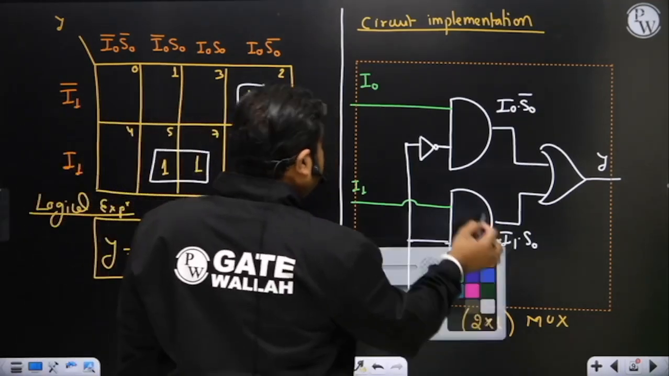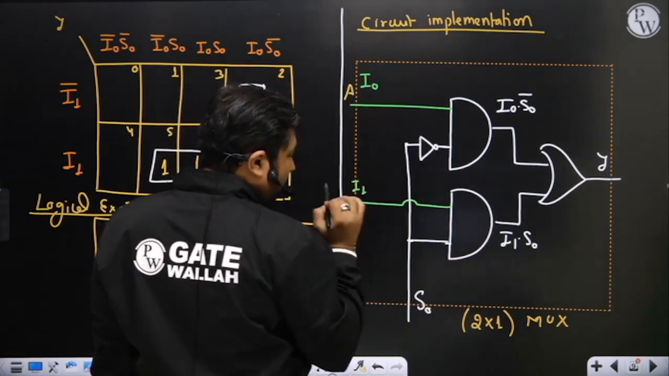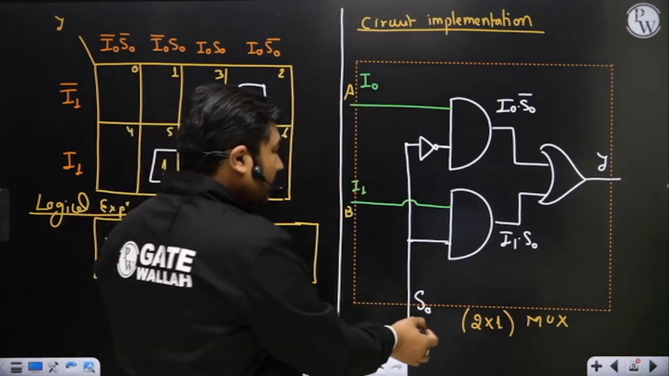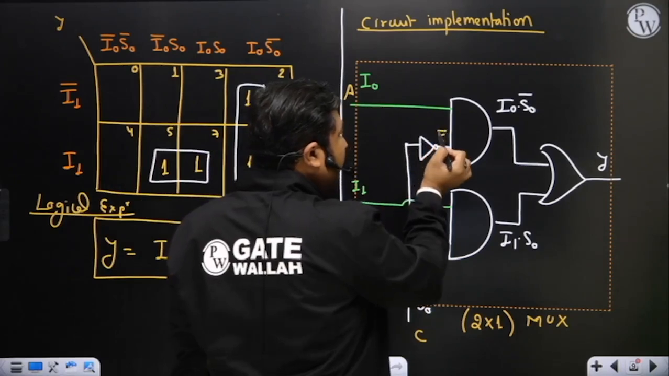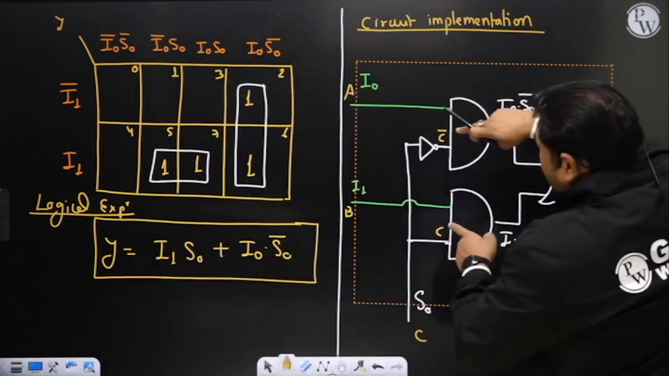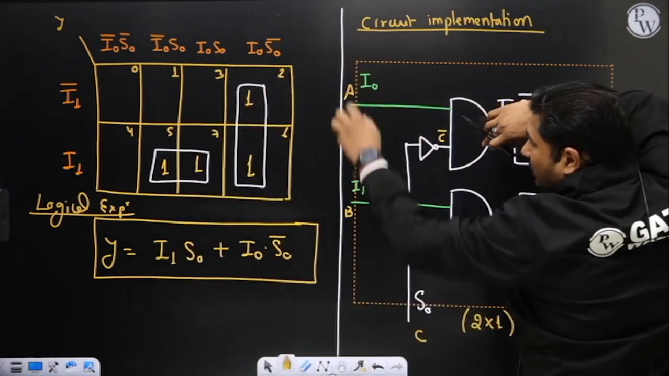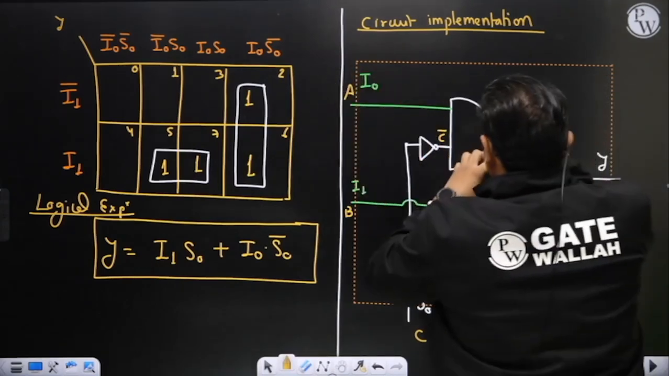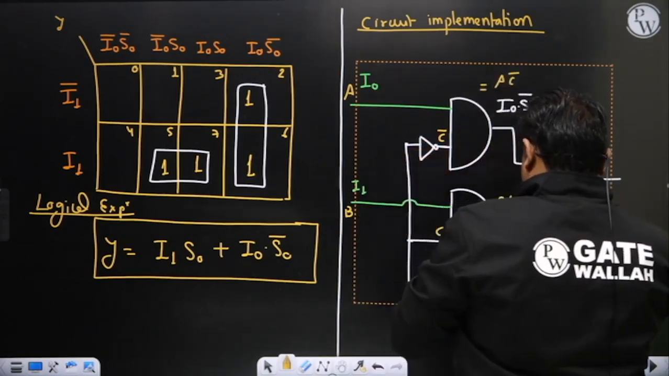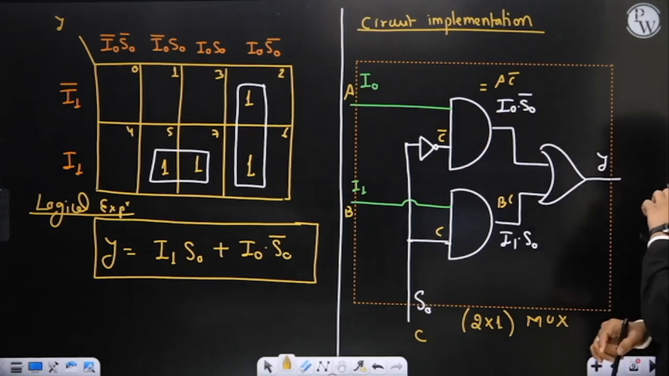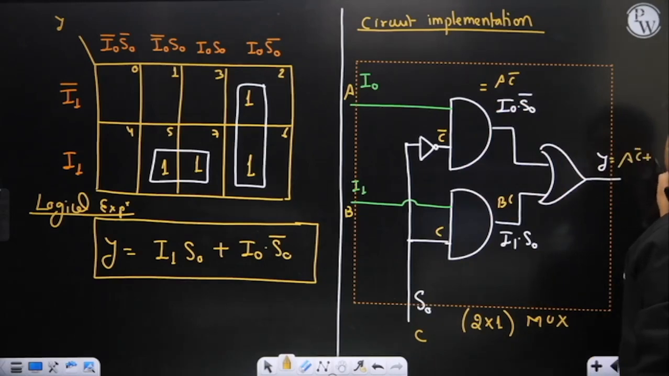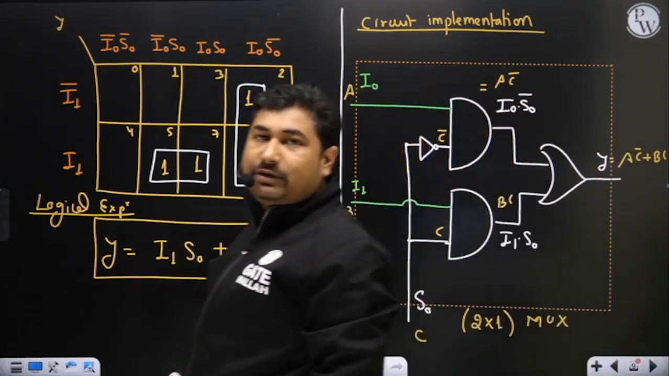Suppose I apply A here and B here, with select and C here. What is the output? Whatever C is, it becomes C complement here, and C only here. So C bar and C, and then the inputs are multiplied, giving AC bar and BC. Then it is all passed through the OR gate, where these two are added, that is AC bar plus BC. Is it okay? Now you know about the internal circuitry.